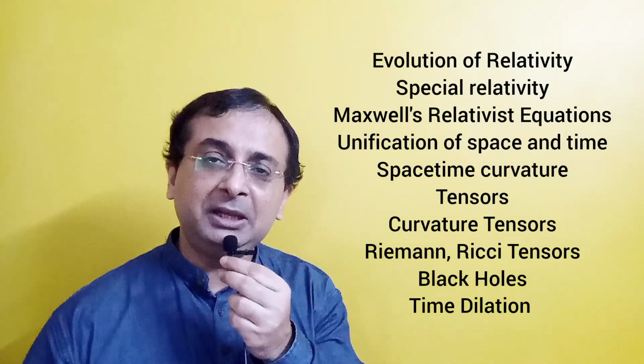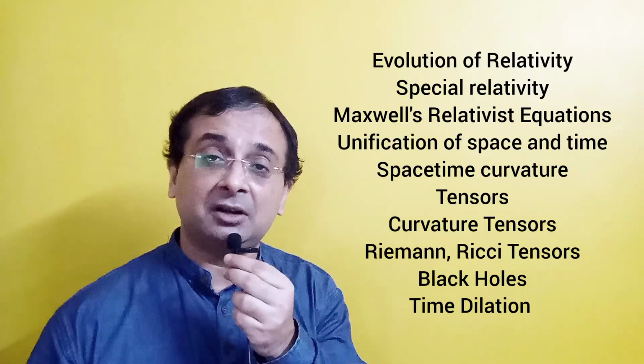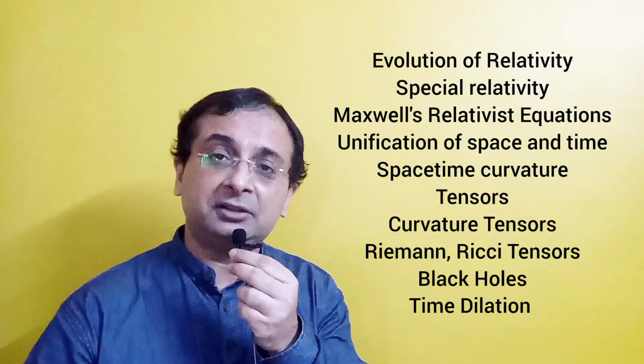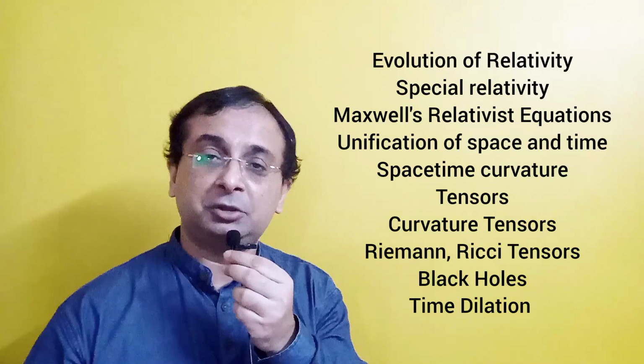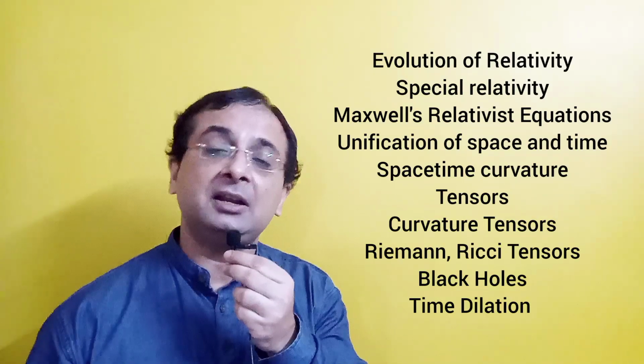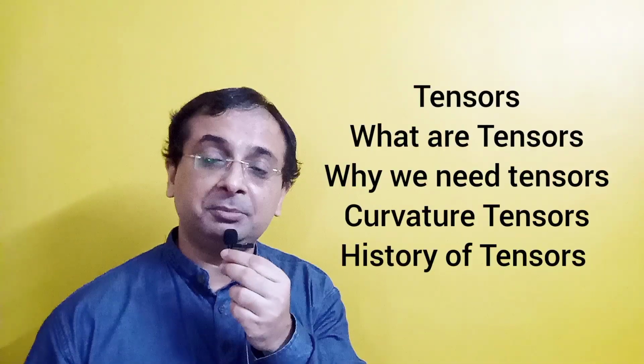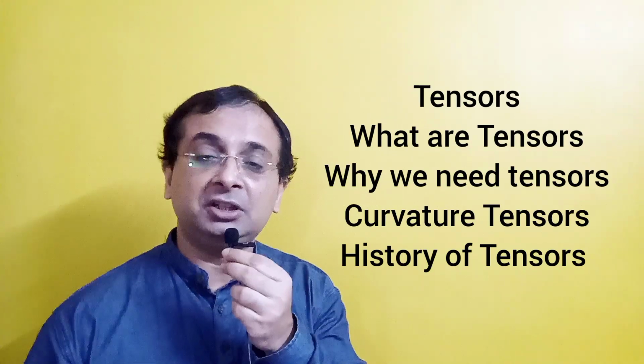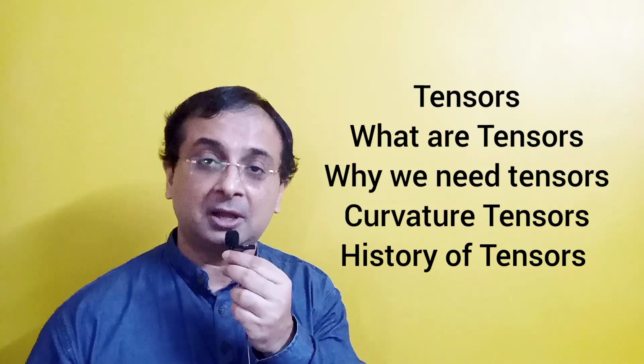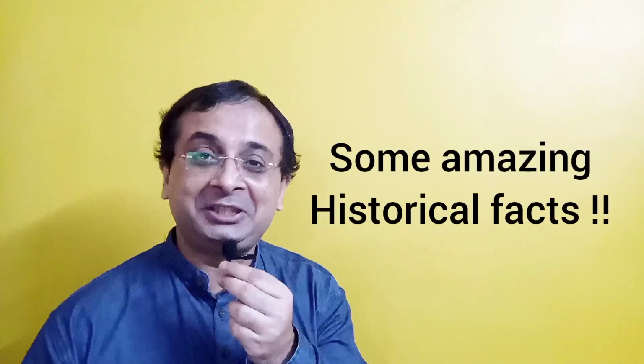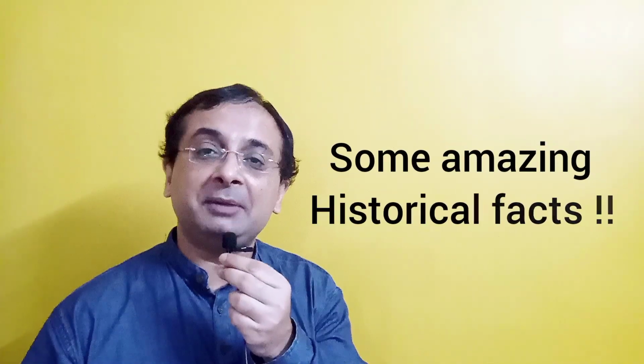Along with that, there will be a lot of discussion about space-time curvature, how from Newton's independent identity of space and time we came into space-time, and then the unification happened. We will also talk a lot about tensors. What are tensors? Why are tensors used? Riemann curvature tensor, Ricci curvature tensor, scalar curvature, and those things. We will look at the history of the evolution of tensors, how they were discovered and why Einstein used tensors. We will also look into some very interesting and amazing facts of history which I am not going to reveal. So this would be a general agenda.